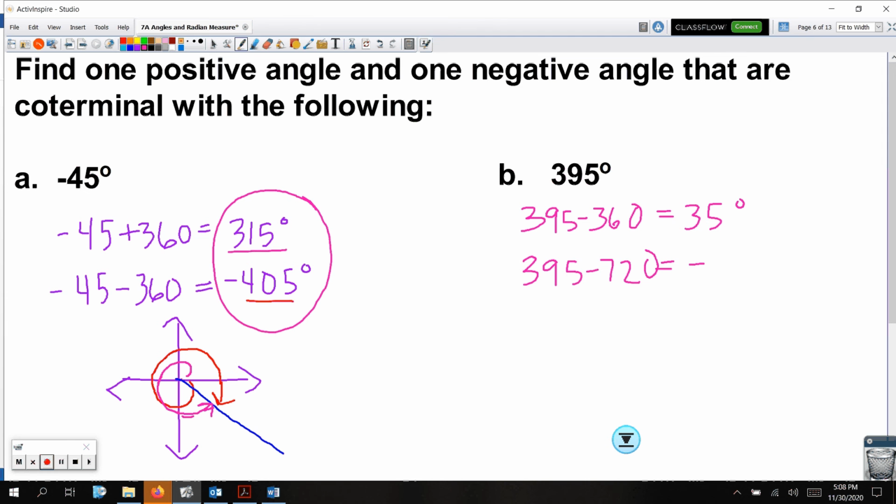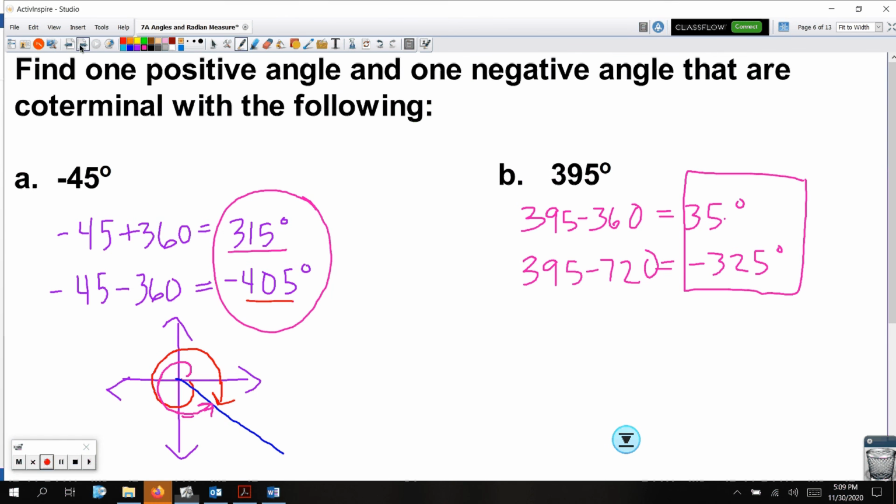That's going to give us negative 325 degrees. Okay, so now I have one positive, one negative coterminal angles. There are my answers. I will spare you my little fancy drawing artwork because I know you guys love it. All right, so let's check this out here.